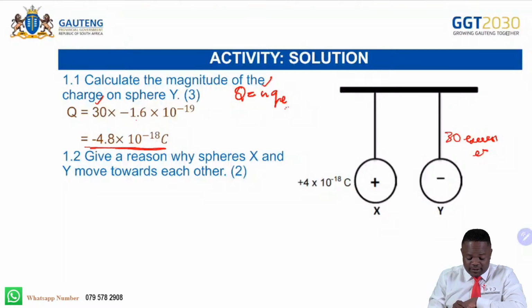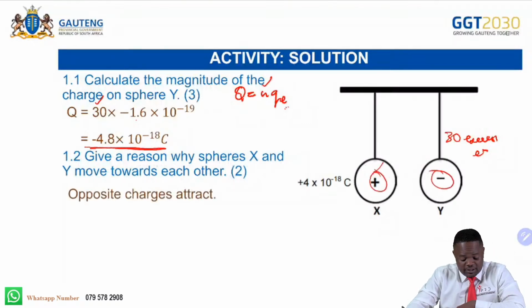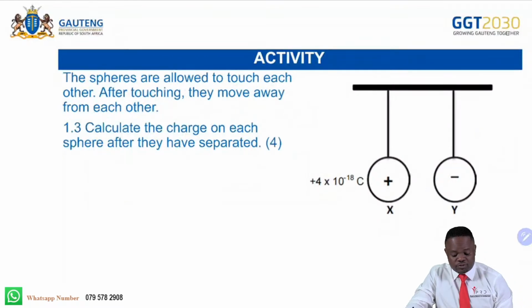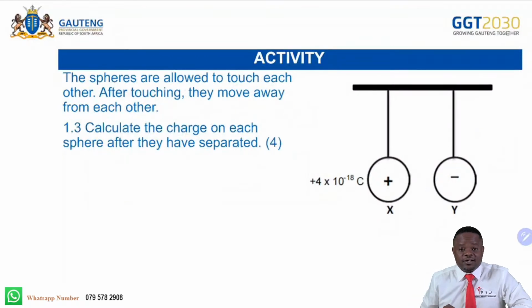And then give a reason why spheres X and Y move towards each other. What can you take note of there? The charges, okay, they have opposite charges, and we know that opposite charges attract. And I'm definitely sure that you were able to do that calculation.